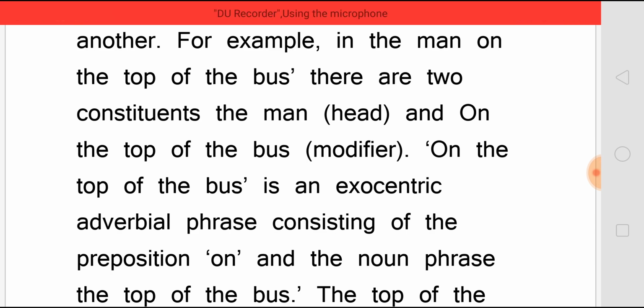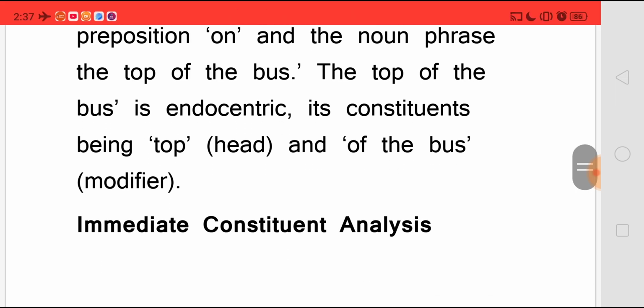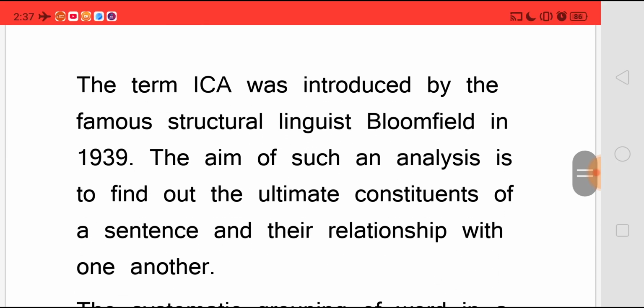On top of the bus is an exocentric adverbial phrase consisting of the preposition on and the noun phrase the top of the bus. The top of the bus is endocentric, its constituents being top, which is the head, and of the bus, which is the modifier. The term ICA was introduced by the famous structural linguist Bloomfield in 1939.